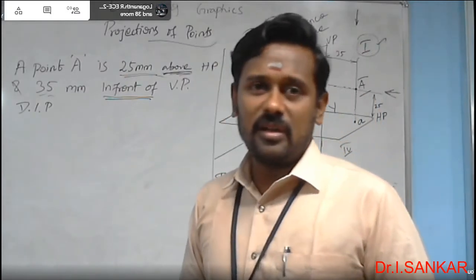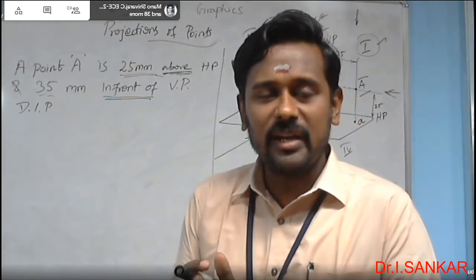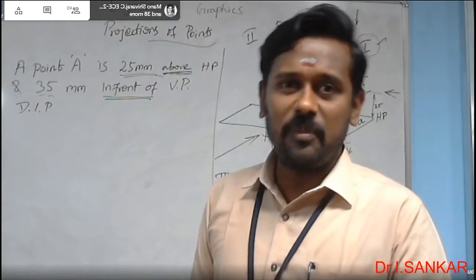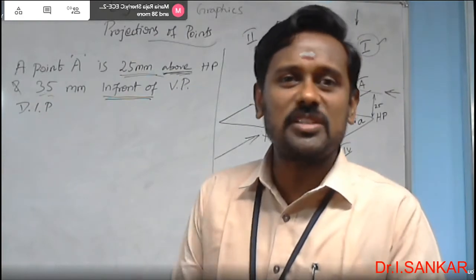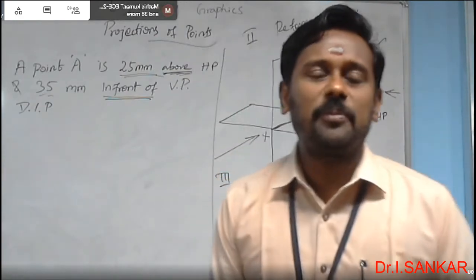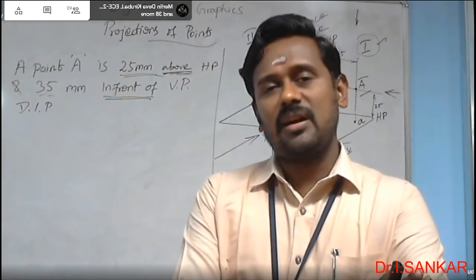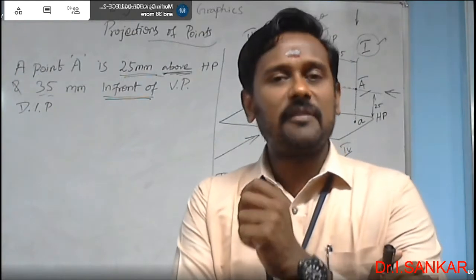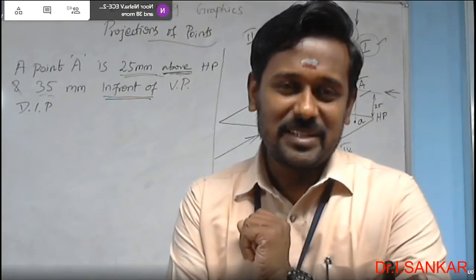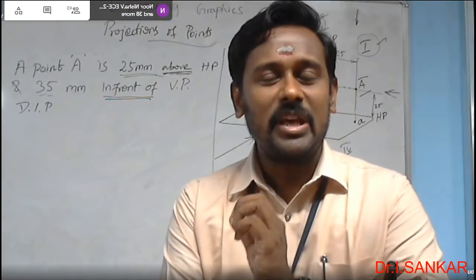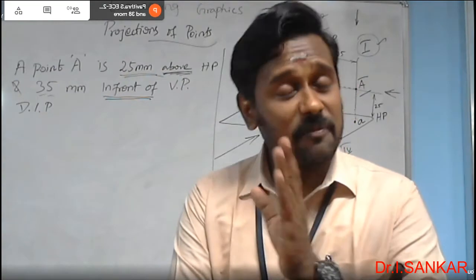And why we are considering this line is, in order to locate the front and top view in our paper, we need to consider the distance of the points with respect to the horizontal plane and vertical plane. But in our paper, it is not possible to draw the horizontal plane and vertical plane. So instead of drawing them, on behalf of the horizontal plane and vertical plane, we are representing the reference line. This is the purpose of the reference line. The reference line is the representative for the principal planes, that is, the horizontal plane and vertical plane.